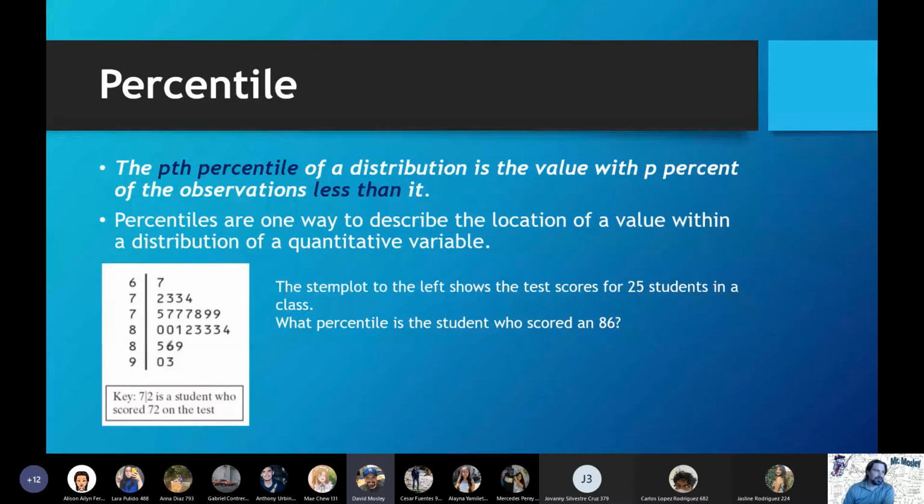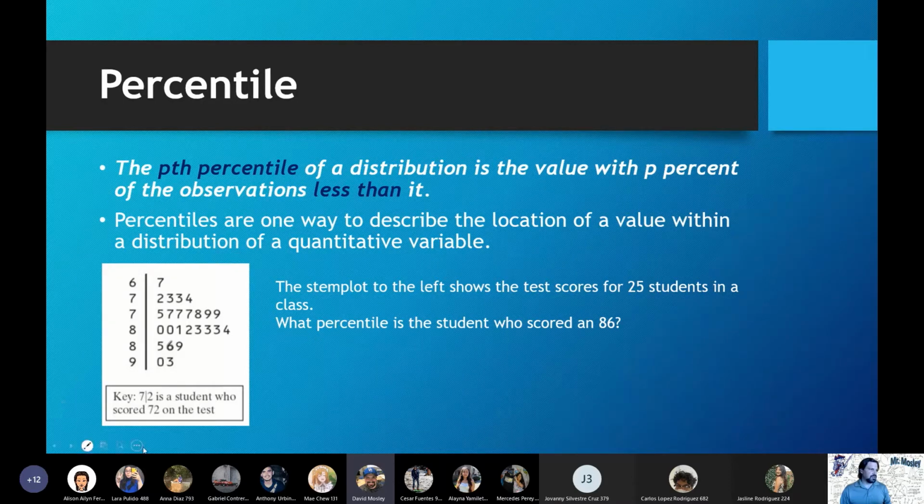So, percentile. This will work much better now that you can see what's going on. Definition of percentile: the pth percentile of a distribution is the value with p% of the observations less than it. Percentiles are one way to describe the location of a value within a distribution of a quantitative variable. So again, it lets us say where certain values are within our distribution. We can expand our descriptions to talk about certain people, observations, objects or things that have occurred more specifically if we need to.